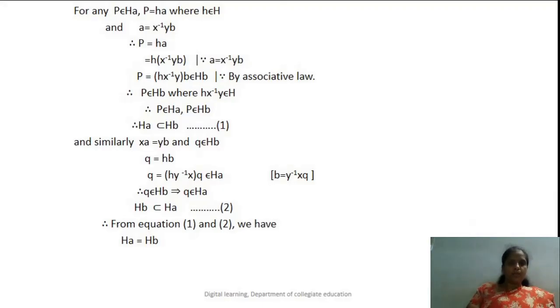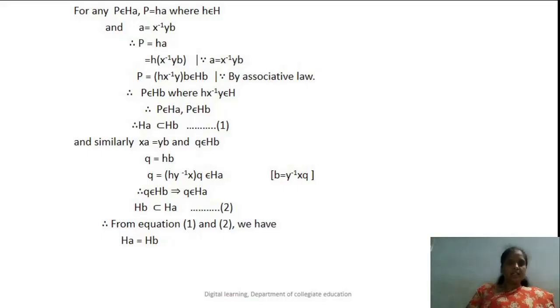So p belongs to Ha and p belongs to Hb. Taking p belongs to Ha, we proved p belongs to Hb. Therefore Ha is a subset of Hb. Taking this, we got it for Hb. Therefore, firstly Ha is a subset of Hb. Call it equation number 1.